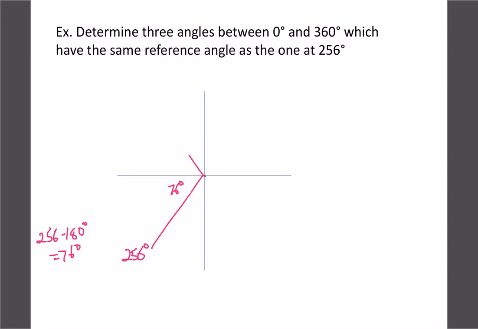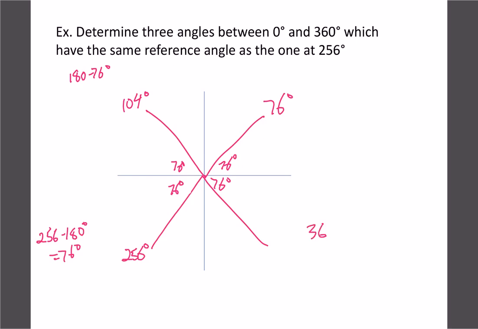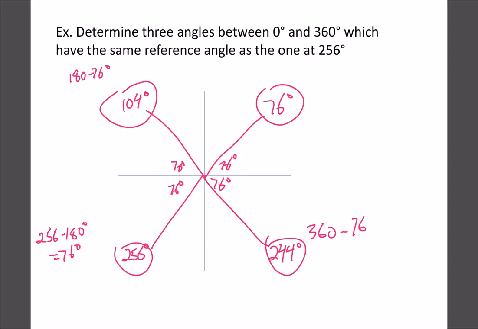So if we put our 76 in all 4 quadrants, then we just need to figure them out. So 76 in the first quadrant would stay the same, 76. The other one would be 180 minus 76, which would be 104. And the last one would be 360 minus 76, which would give us 244. So there's our 4 angles again that have the exact same reference angle. And that's all for today.